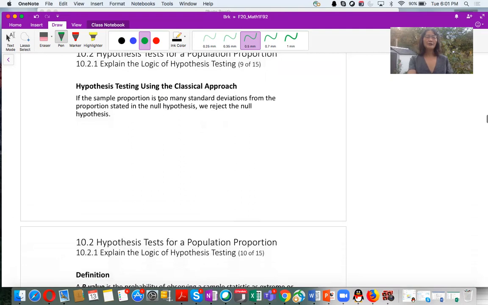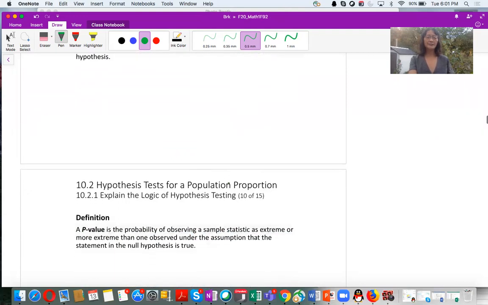Now we introduce the classical approach to hypothesis test. If the sample proportion is too many standard deviations from the proportion stated in the null hypothesis, we reject the null hypothesis. That is the classical approach. Usually for this standard deviation we use 2. If it is greater than 2 standard deviations, we reject the null hypothesis.